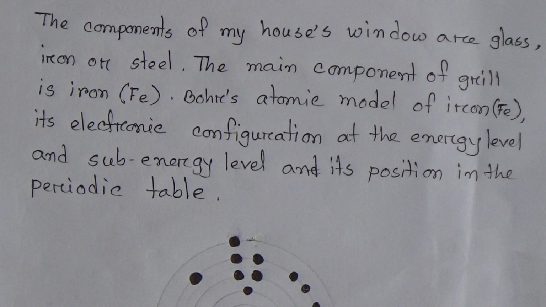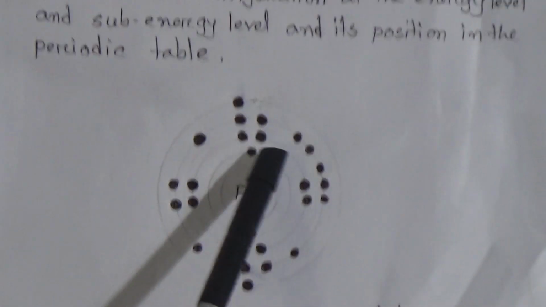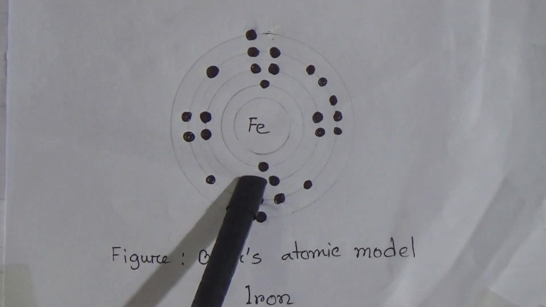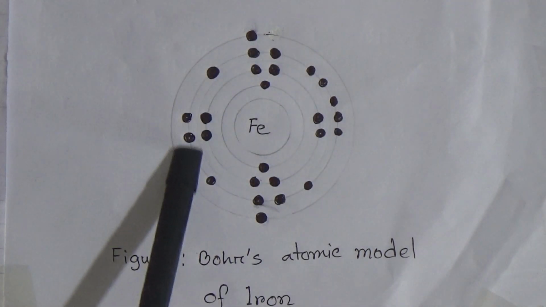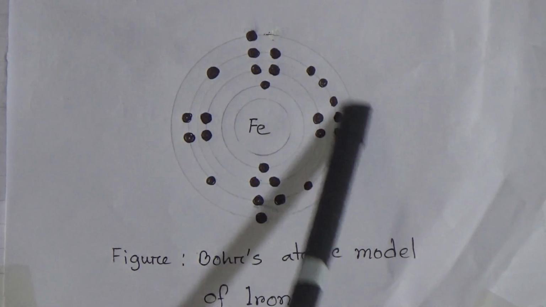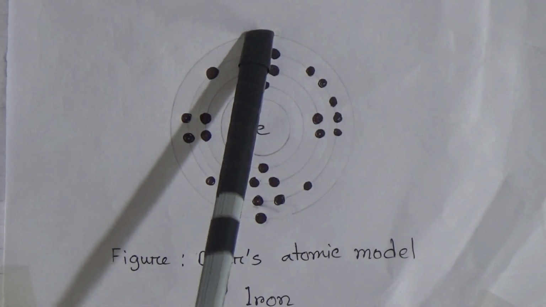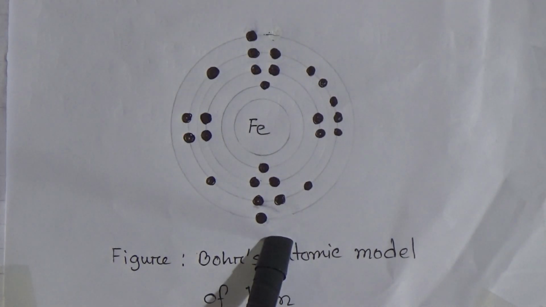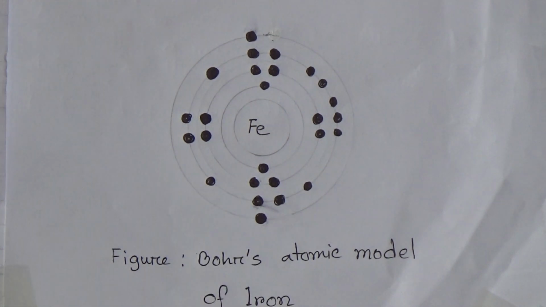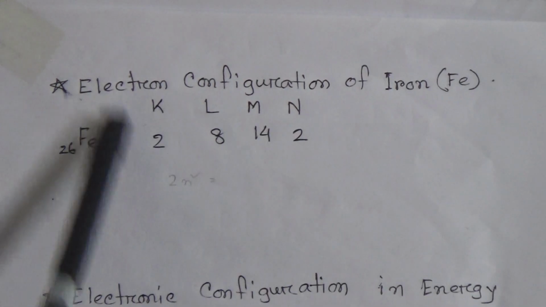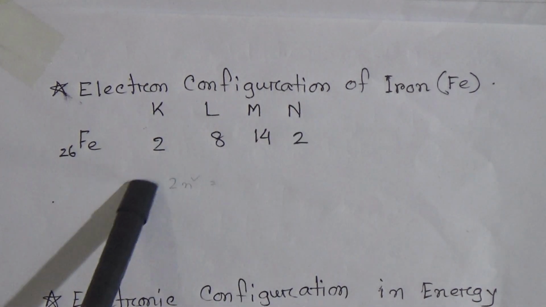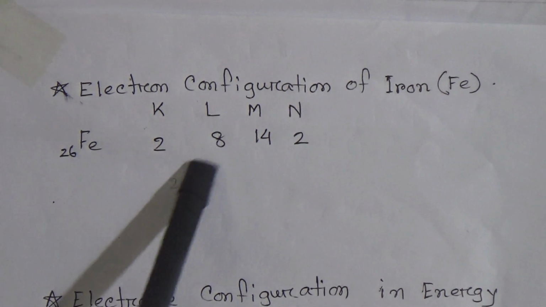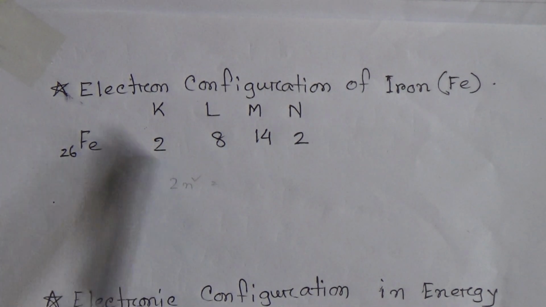Here, if you observe, in the first orbit there are 2 electrons, in the second orbit there are 8 electrons, in the third orbit there are 14 electrons, and in the last orbit there are 2 electrons. Now come to the electronic configuration of iron. Here iron has 4 shells: K, L, M, N. In the first orbit, K shell, there are 2 electrons.